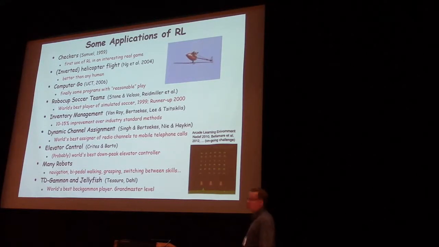Another more recent success is computer Go, which used to be embarrassingly bad for artificial intelligence; it couldn't even beat a reasonable club player. But there was a huge jump in performance when Monte Carlo tree search was applied to Go in 2006, and now it plays at strong master level. Other examples are RoboCup soccer, inventory management, elevator control, planning, a lot of robotics tasks, and many other board games. The best backgammon player in the world was taught by reinforcement learning.